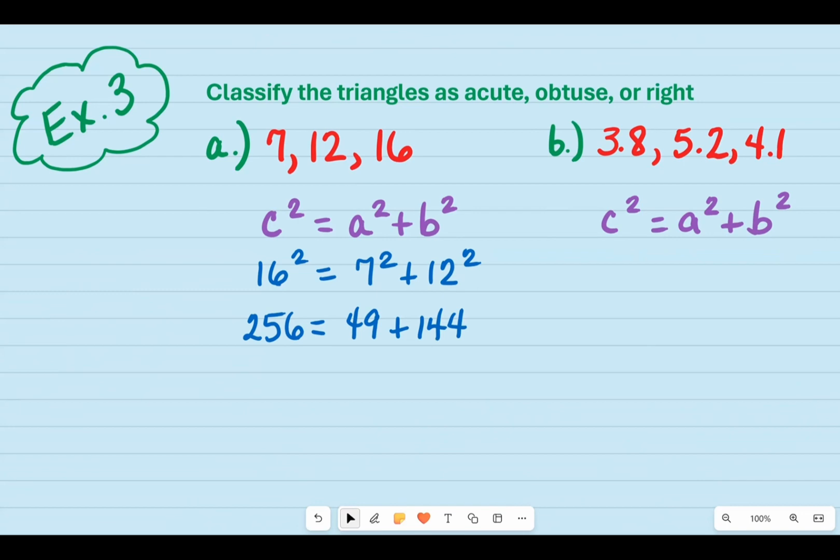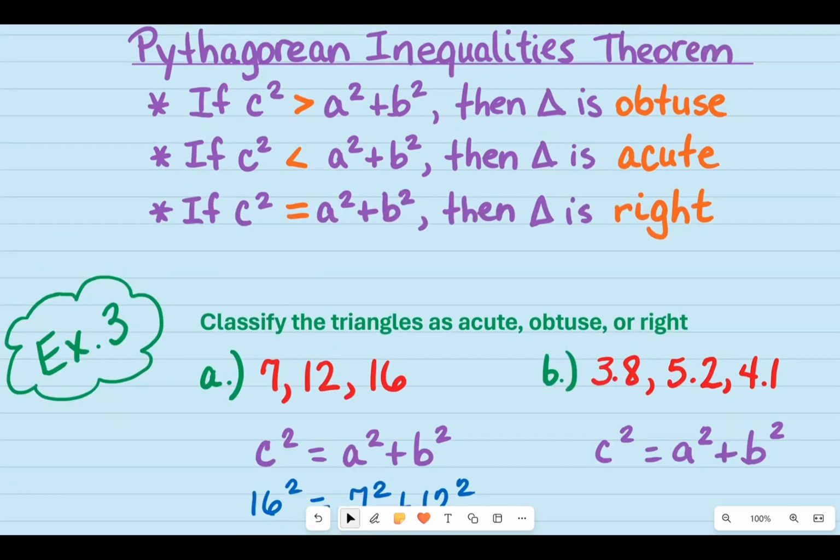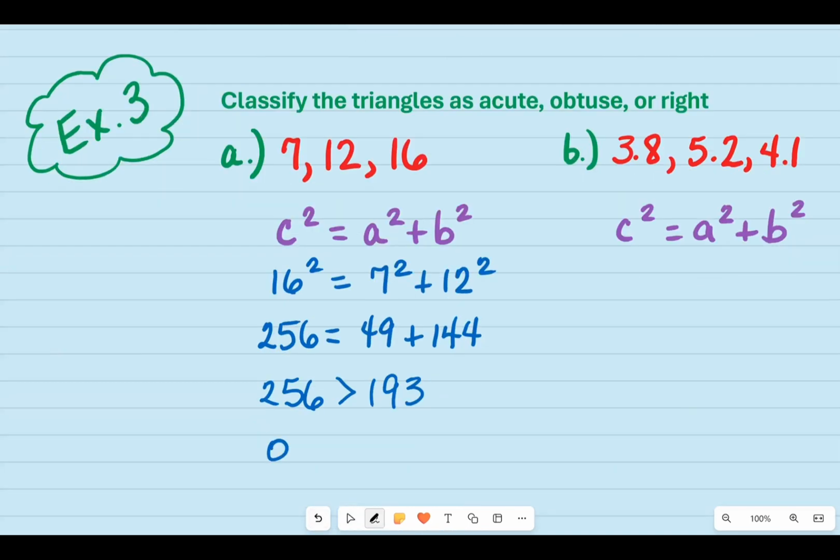Simplifying this, on the left-hand side I can't do anything. It's just 256. And on the right side, 49 plus 144 is 193. I've been using the equal sign all along, but now I'm at the end, and I need to determine is this going to be less than, greater than, or equal to. Well, they're not equal to each other. The 256 is actually larger. So according to my Pythagorean inequalities theorem, that is the rule I'm going to follow. Therefore, this particular triangle would be obtuse.